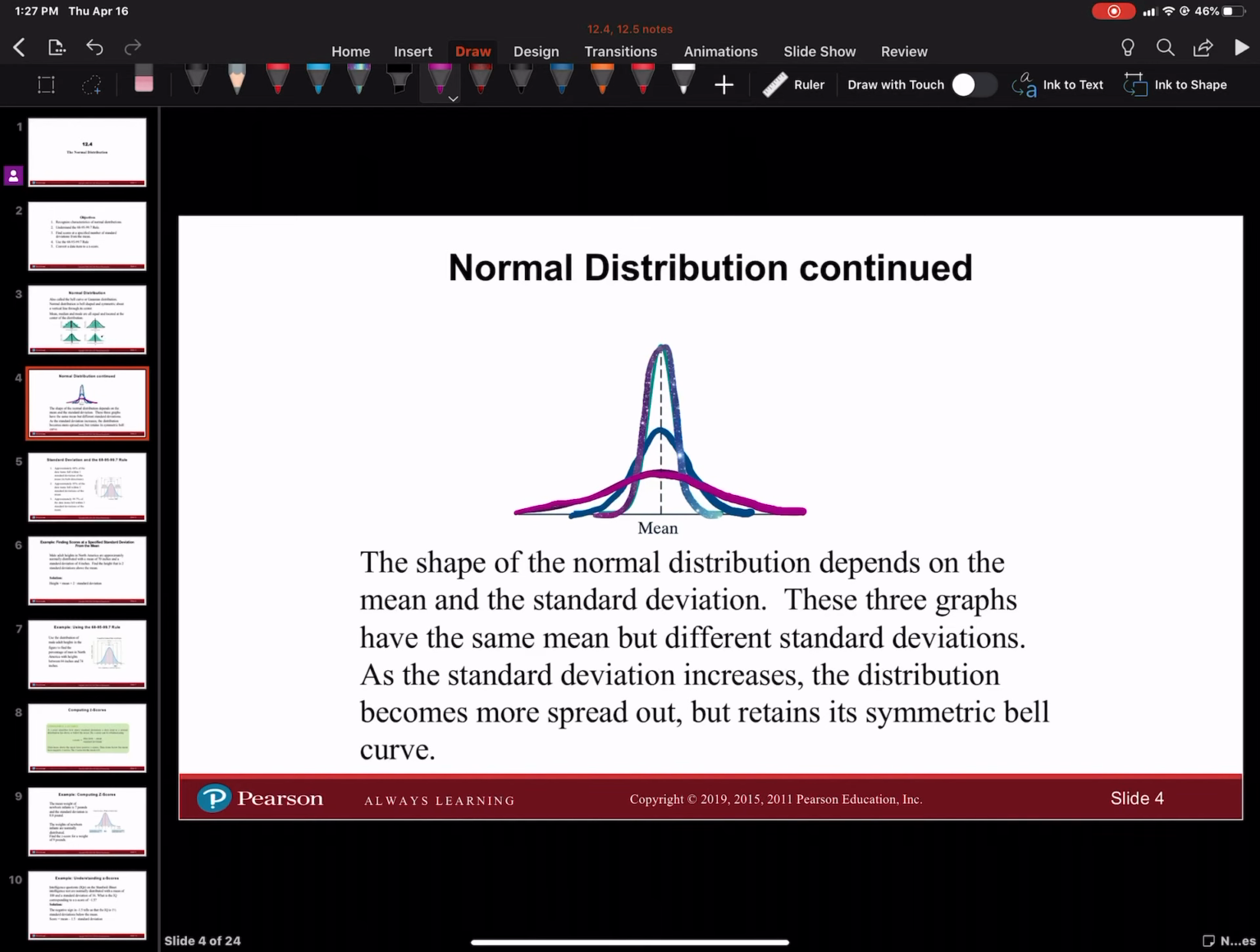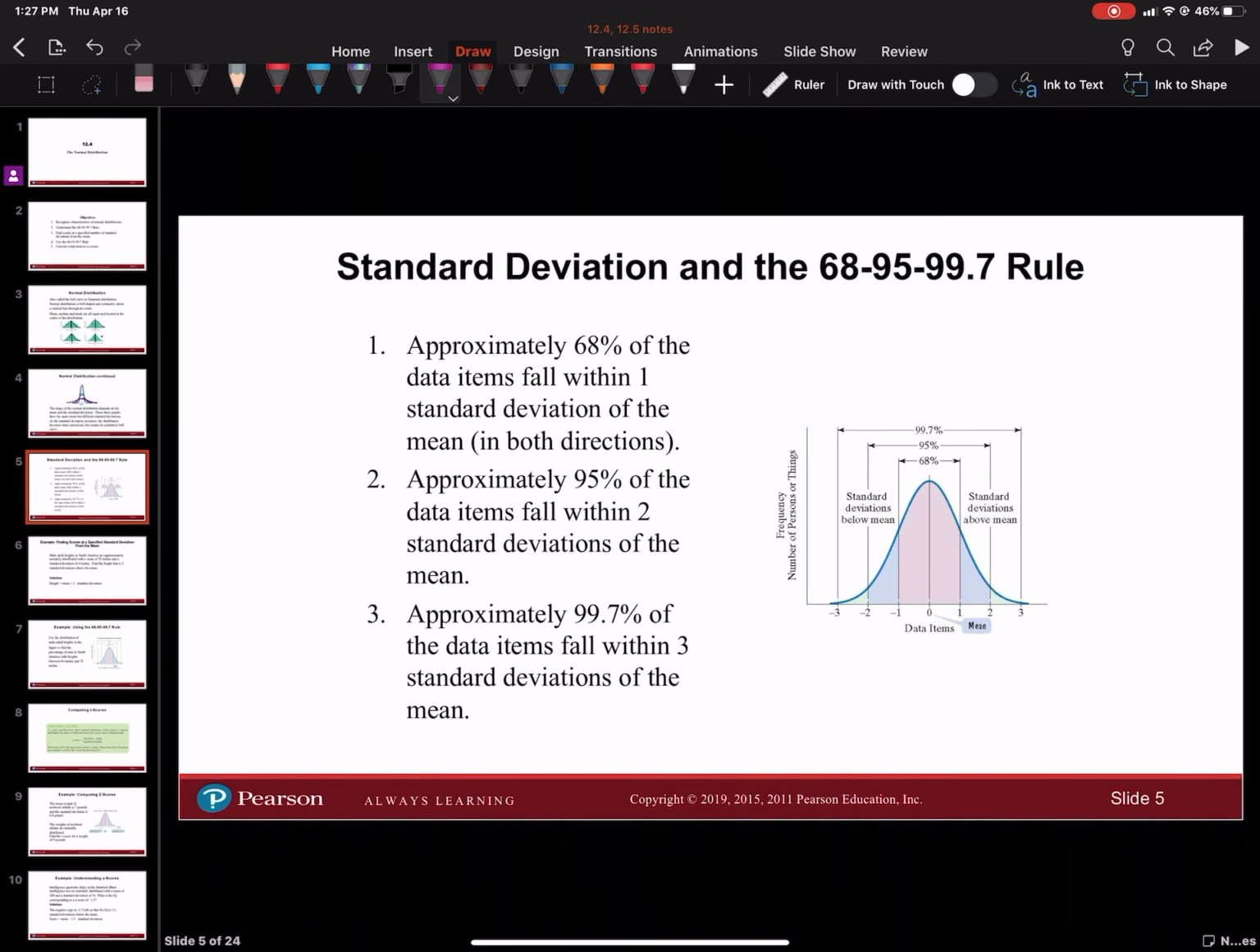So let's look at what we're actually going to be looking at. Looking at standard deviations and the 68, 95, 99.7 rule, approximately 68% of the data falls within one standard deviation of the mean. That means in both directions. So it's basically saying from this point to this point. So this is 68%. So that's your 68%.